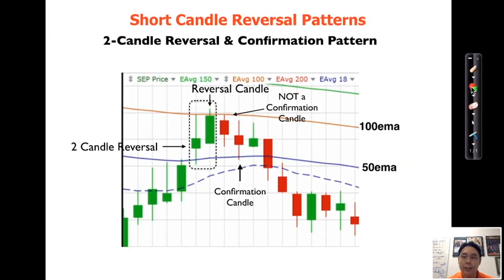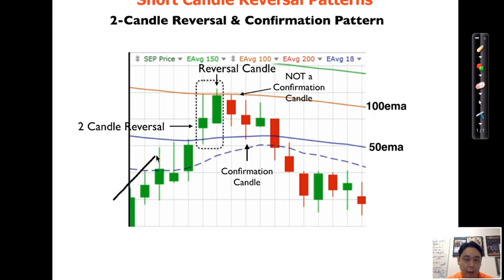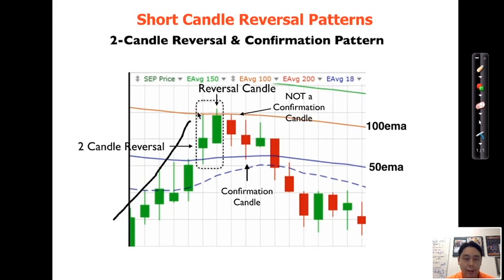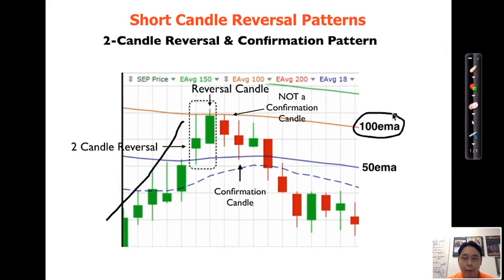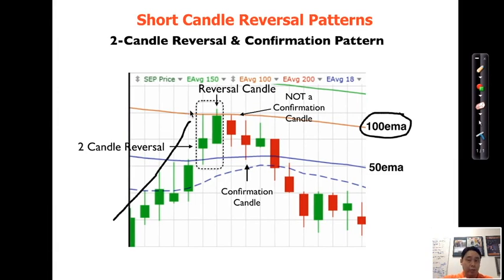All right, so let's take a look at what it looks like on the charts. And you can see that in this case, the price is rallying and hitting the 100 moving average shown by the brown line. So that becomes a resistance, right?